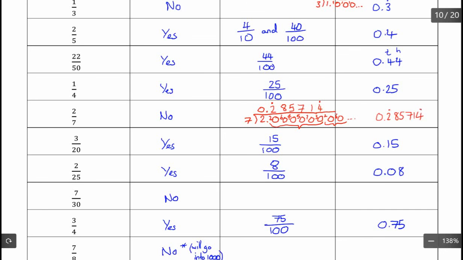0.285714 recurring, that pattern. Okay, sometimes you'll see it with a bar across the ones that recur, but most of the time in this country we show it like this.